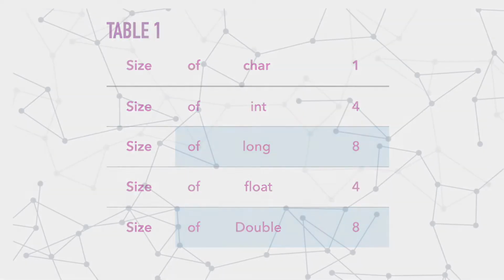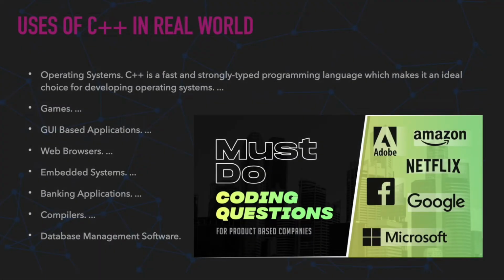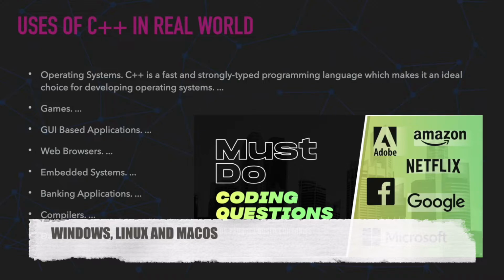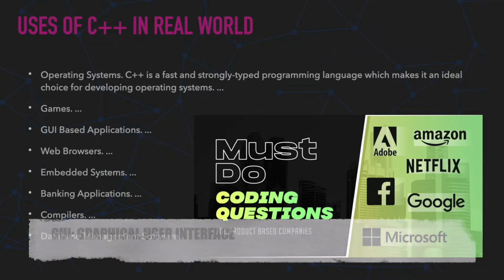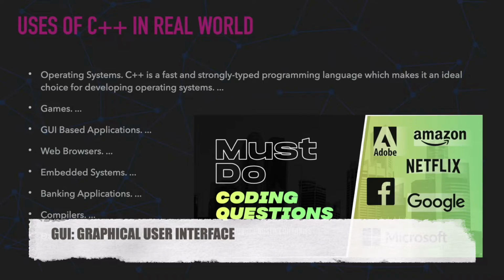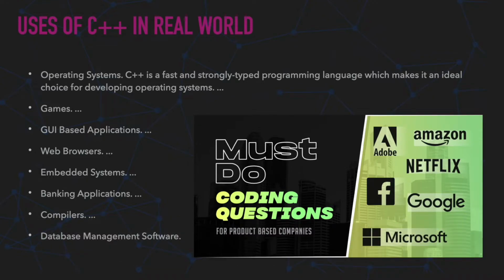Now let's see what the different uses of C++ in the real world are. C++ is popularly used for operating systems. Windows, Linux and Mac OS, at their base, often use the programming languages C and C++ because they are highly understandable to the developer. Then come games. It is popularly used in games and in building graphical user interfaces. And there are other uses too. You can build compilers, embedded systems, banking applications and database management.